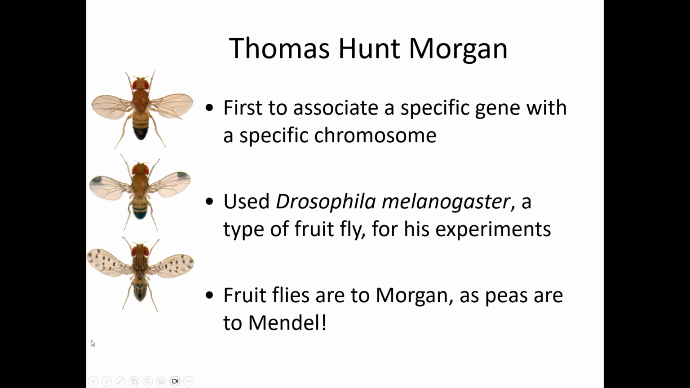And so peas are to Mendel as fruit flies are to Thomas Hunt Morgan. This is the guy that's responsible for a lot of other material that we know about genetics by studying fruit flies. It was through the work of Thomas Hunt Morgan that we first associated the loci of certain genes, knowing that a gene is in a particular location on a particular chromosome. And this is the scientific name of the fruit fly, Drosophila melanogaster, and this is specifically the type of fruit fly he used for all of the experiments.